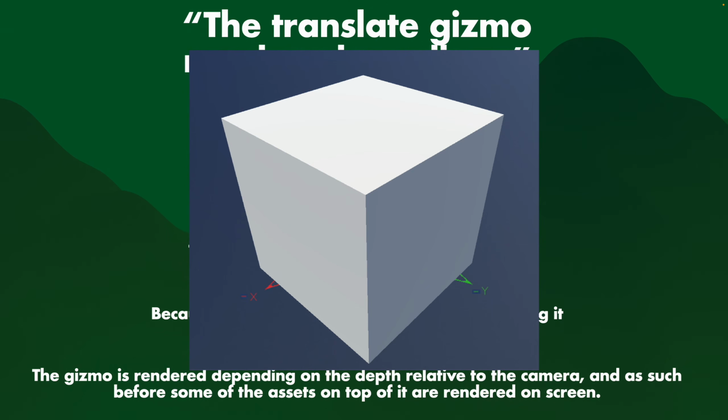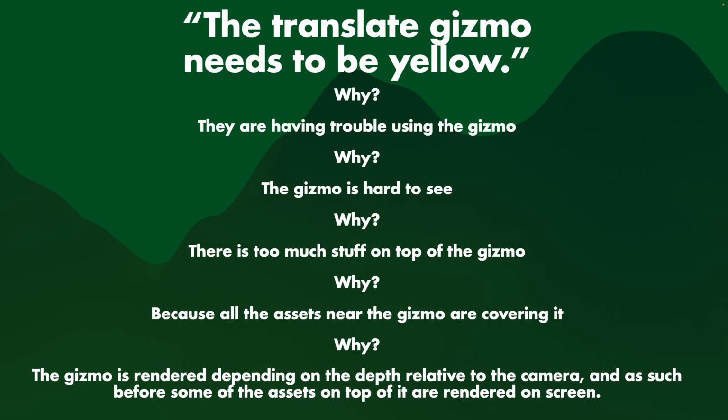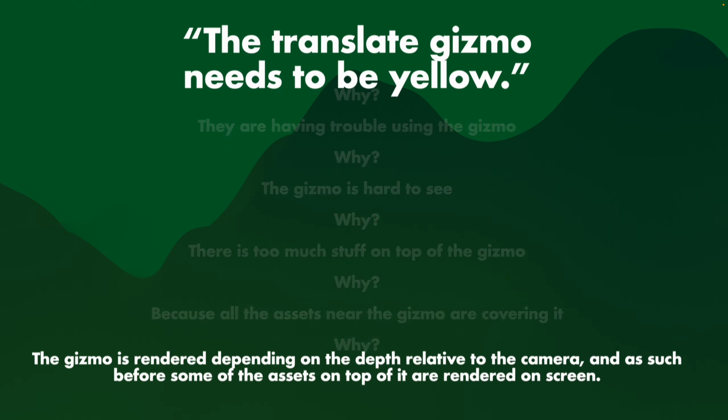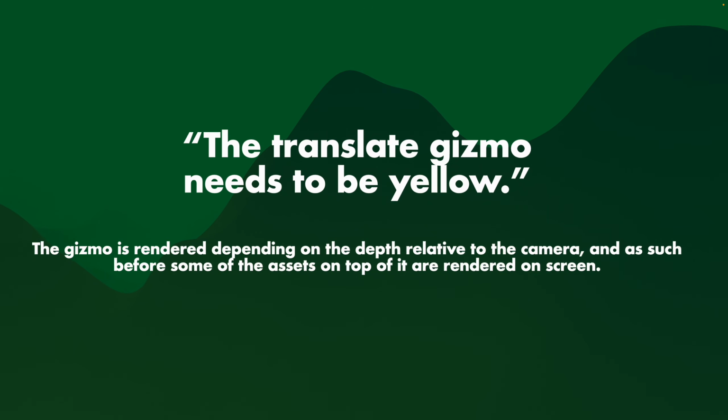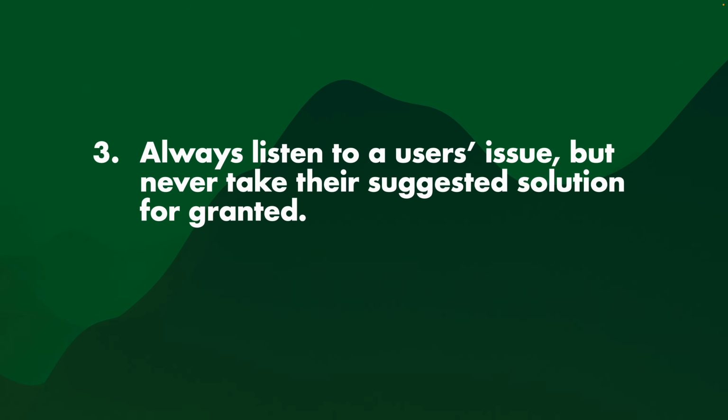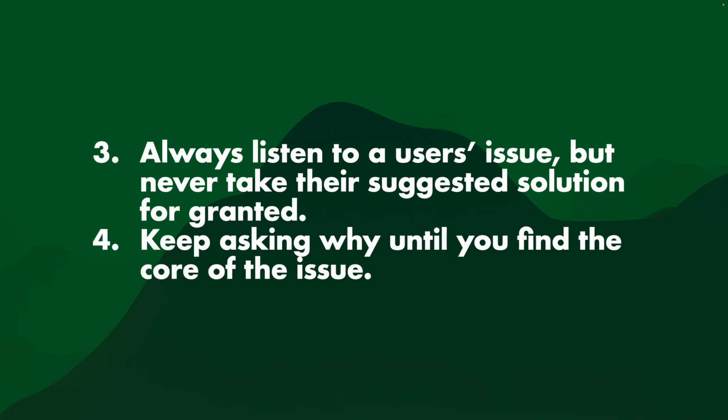And yeah, people are just kind of thinking, hey, if we just make the translate gizmo bright yellow, then it becomes easy to grab. So the actual problem here is not the translate gizmo needs to be yellow, it's the gizmo's rendered depending on the depth relative to the camera, and as such, before some of the assets on top of it are rendered on screen. So it's important to always listen to a user's issue, but never take their suggested solution for granted. You need to keep asking why until you find the actual core of the issue.